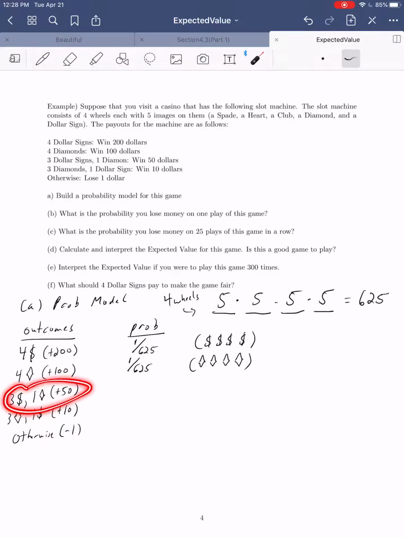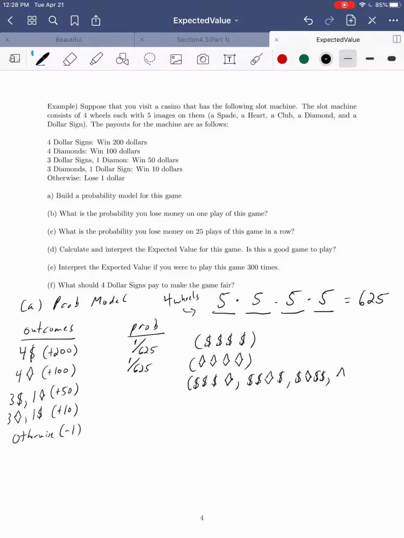Okay. What about 3 dollar signs and 1 diamond? Well, there's actually some different ways. If we try to write those out, it could be where you get all the dollar signs and then a diamond. Or it could be that you get a couple dollar signs, then a diamond, then a dollar sign. Could be that you get a dollar sign, then the diamond, then a couple more dollar signs. Or you could even start with the diamond and then get all dollar signs. And we know these are all possible because according to the information up here, each of the four wheels have all of the images. So the diamond can show up on any one of the four wheels. So the probability here then would be 4 out of 625.